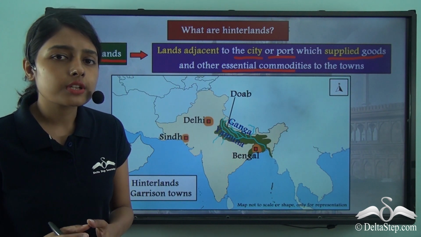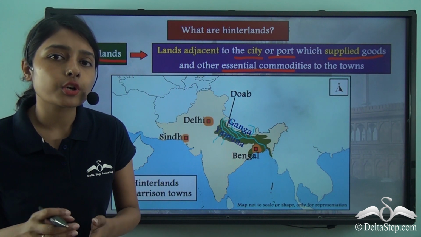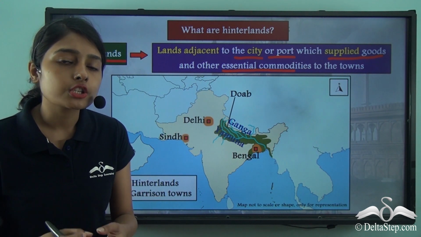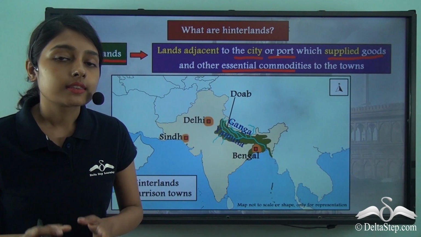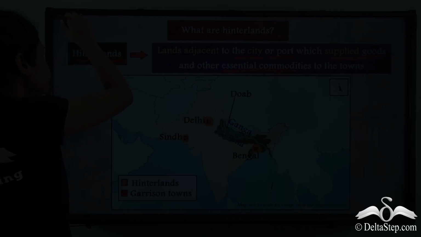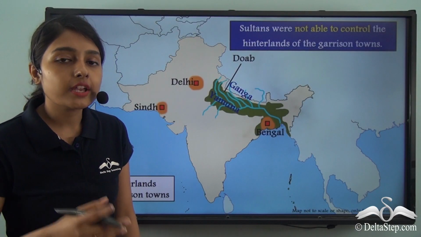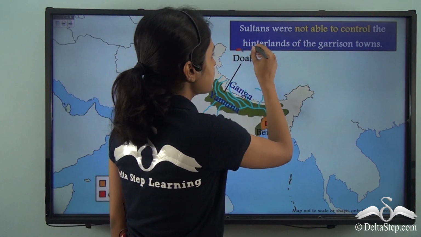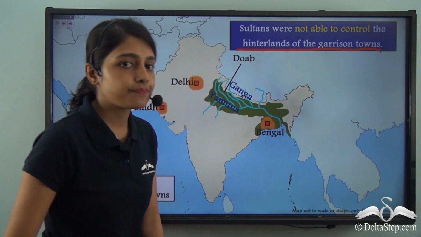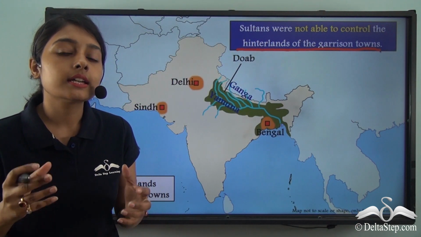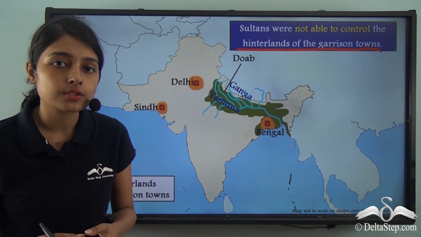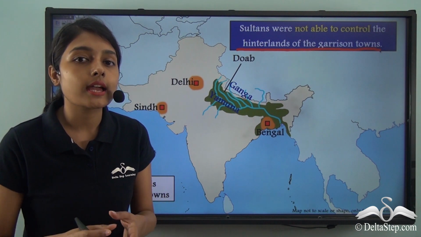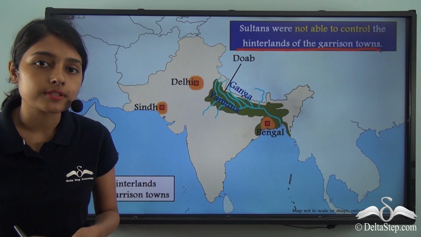Now you must be wondering why hinterlands are important in our discussion and how we came to this discussion on garrison towns. This is because the sultans of the various dynasties were not able to control the hinterlands of the garrison towns. We learnt that the hinterlands were lands adjacent to the garrison towns, and these hinterlands supplied goods and essential commodities to the towns.